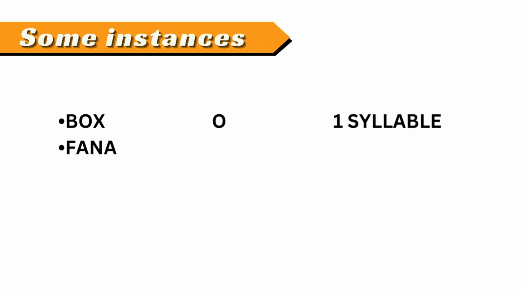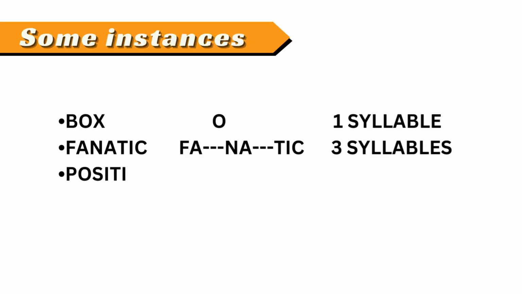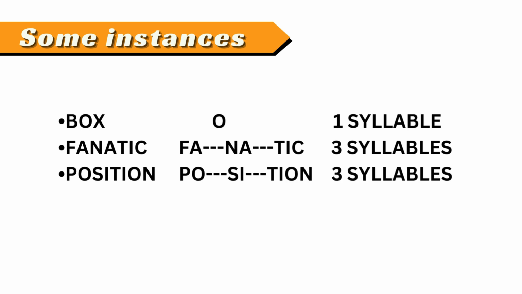When we talk about the word phonetic, we can see there are three vowels in the word and there are three vowel sounds, phonetic. But when it comes to the word position, you can see in all there are four vowels in the word, but there are three syllables or three vowel sounds, as we can say, position. So I will repeat, we have to look for vowel sounds and not vowels.